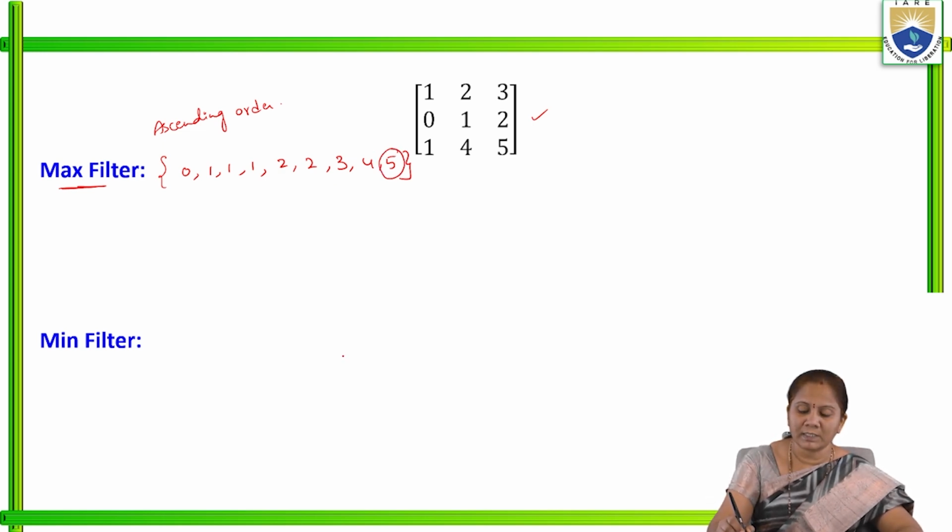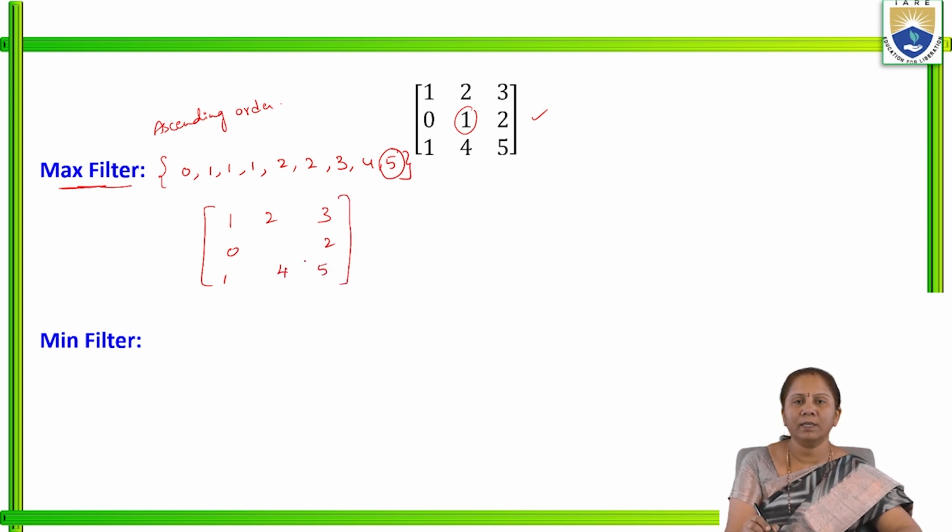In the image, the center pixel value is 1, and this 1 will be replaced with 5. Then the output image after applying the max filter looks like 1, 1, 2, 3, 0, 1, 4, 5, 2. All these are the edges that will be preserved, and the center pixel value 1 is replaced with the maximum pixel value 5. So this is the output image after applying the max filter.